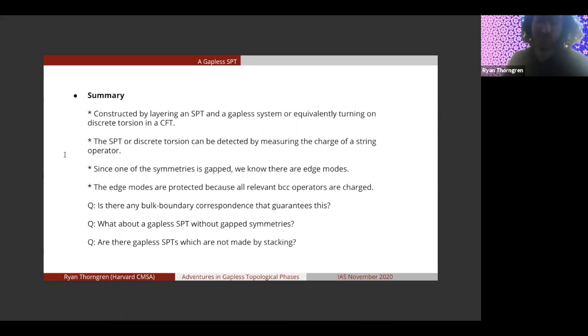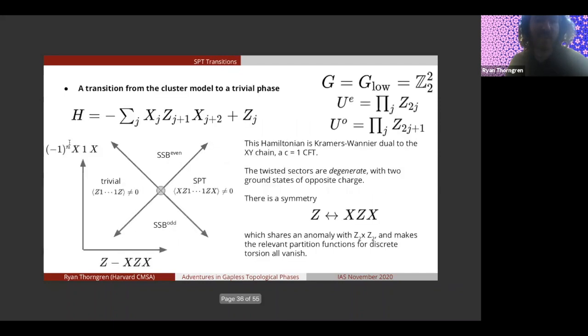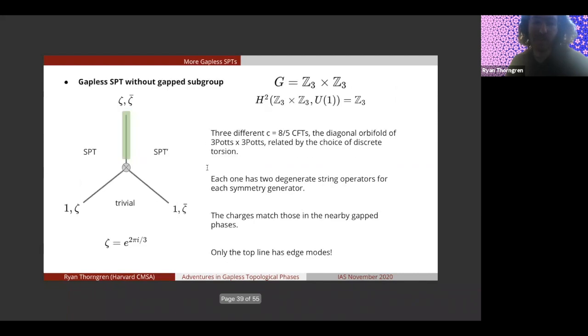So let's see, I'm running out of time. I'm just going to quickly tell you an example of a critical point that looks like it might be non-trivial, but actually has trivial edges. But let me actually not talk about that.